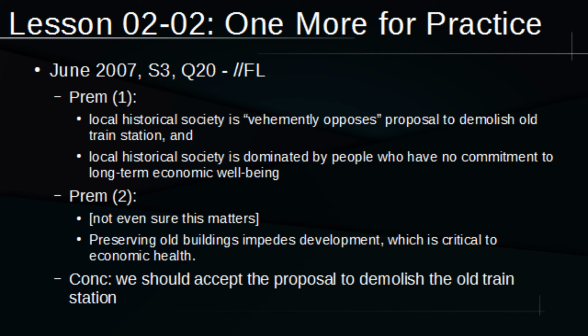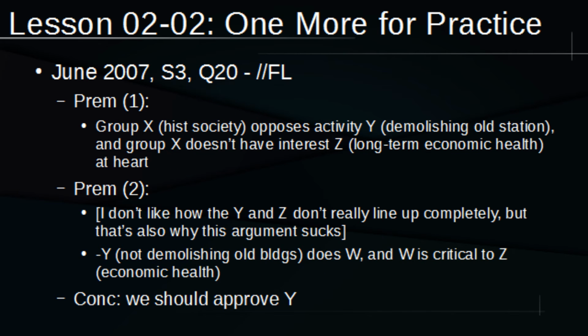And finally, we will revisit the conclusion, which was actually written first on our page here. The conclusion is that we should accept the proposal to demolish the old train station. So let's begin by trying our best to generalize this into variables. I'm not going to be quite as step-by-step as I was for the first one, because the concept is pretty simple. You've seen me do it before. I'm just going to try my best to break it up into reasonable chunks for you to follow. So translating our argument, we get this.